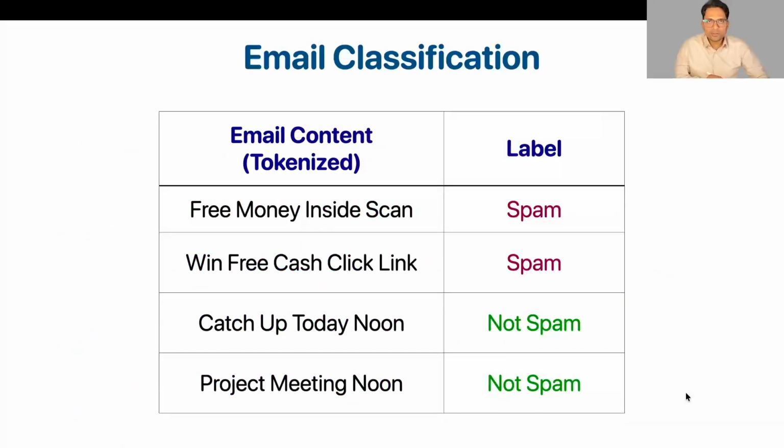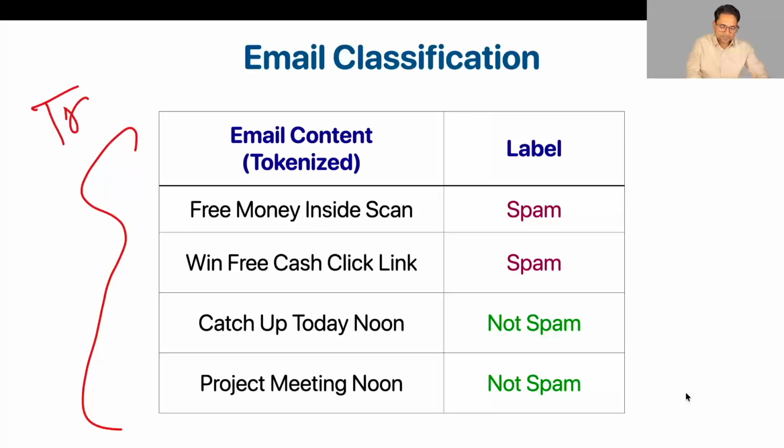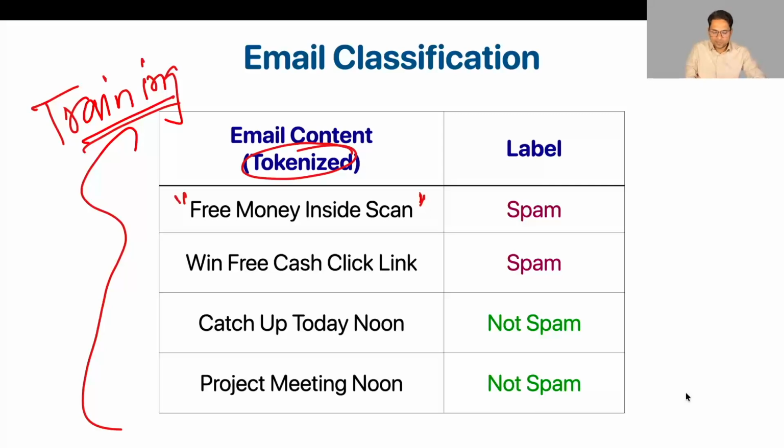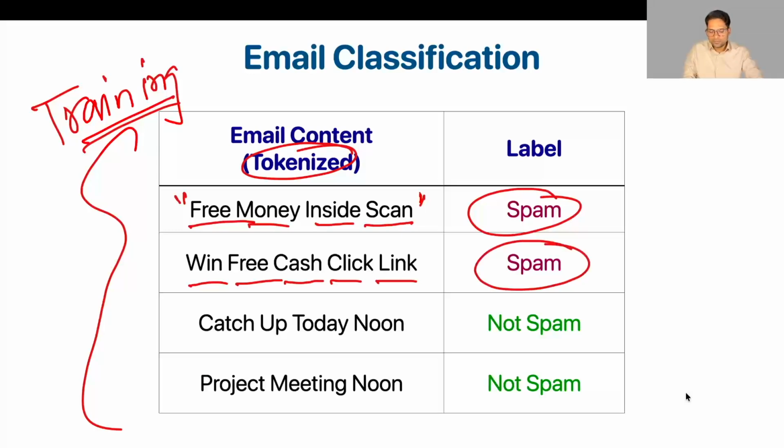For example, we have an email classification. We want to classify emails, and this is our training data. We will train using this, and then we will use another email that we will get afterwards. This set of words is tokenized. After tokenizing, I got this email: free money inside, scan something, maybe a QR code scanner. This is spam, and these are the training labels. Then, win free cash, click on the link. This is a phishing email, so this is also spam.